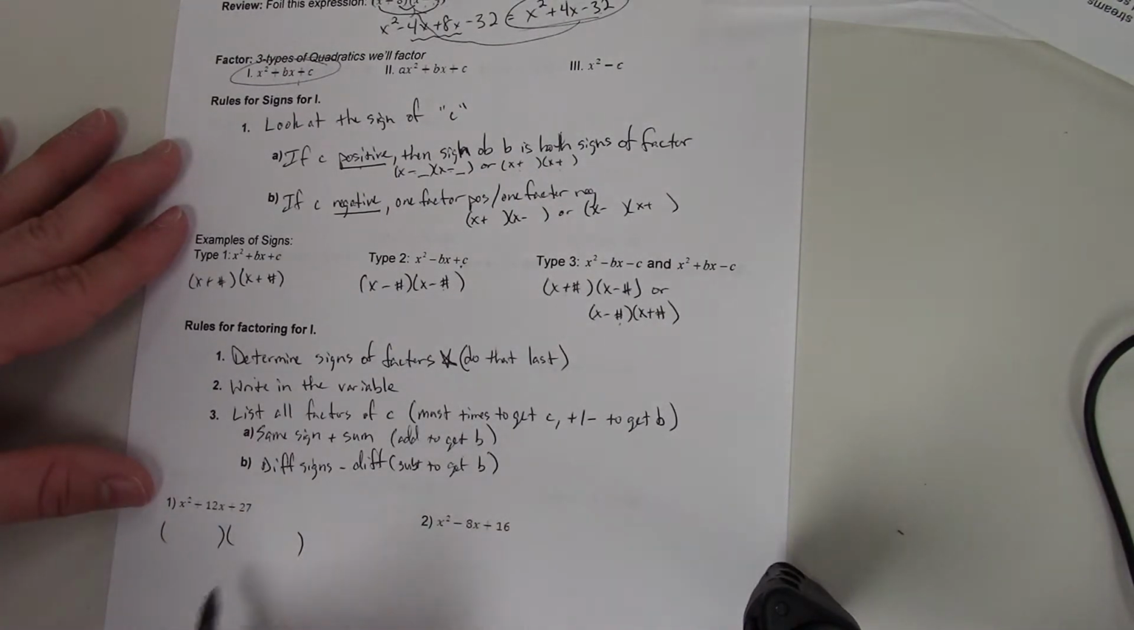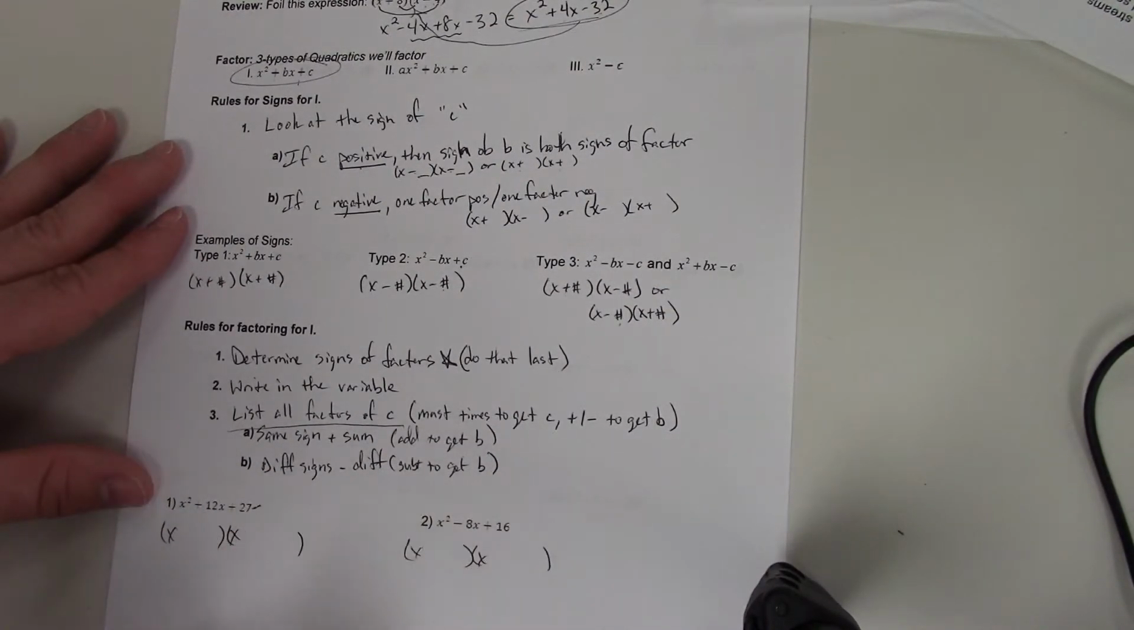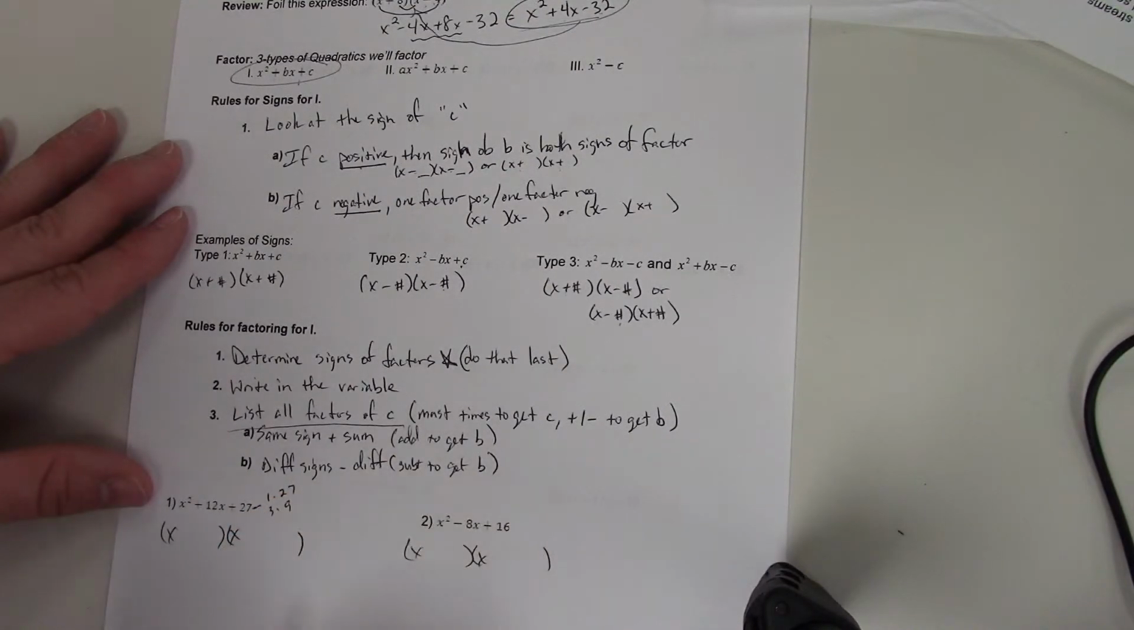Again, I want to write in the variable right away. X, X. Matter of fact, for number 2, I'm going to do the same thing. X and X. Okay, and then I want to list all the factors of C. Well, what are the factors of 27? 1 times 27, of course, 3 times 9, and there's really not anything else. And now it's just guess and check.